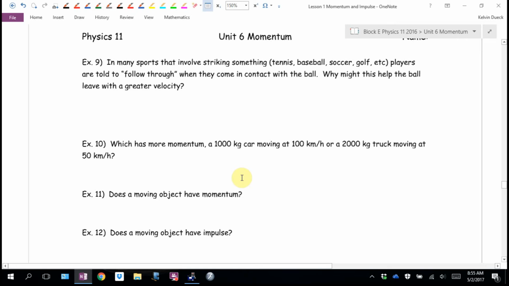For athletes, next page. In many sports that involve striking something, tennis, baseball, hockey, soccer, golf, players are told to follow through when they come in contact with the ball. Why might this help the ball leave with greater velocity? So a little sports physics for you. Why do we follow through?